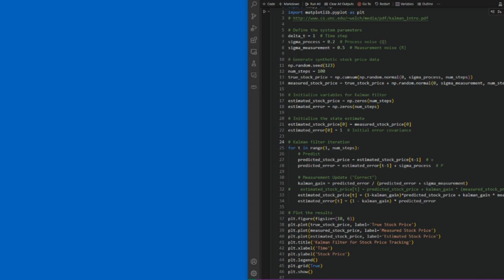Hello there. So we are reviewing Kalman Filter in its simplest form for one variable using Python. This is accomplished in less than 10 lines. These highlighted lines implement Kalman Filter for one variable.